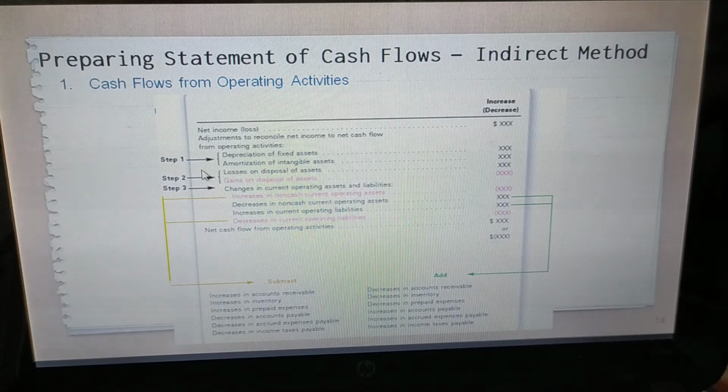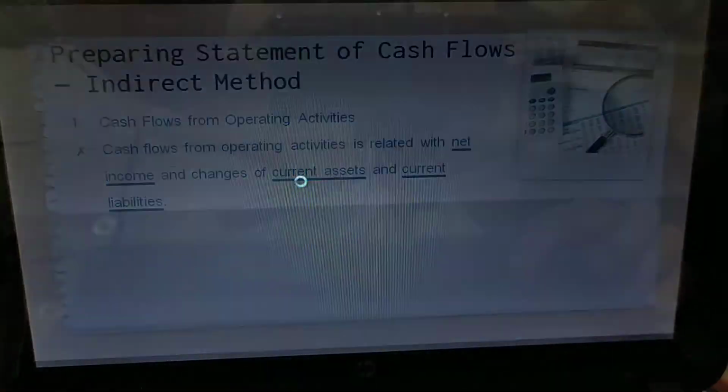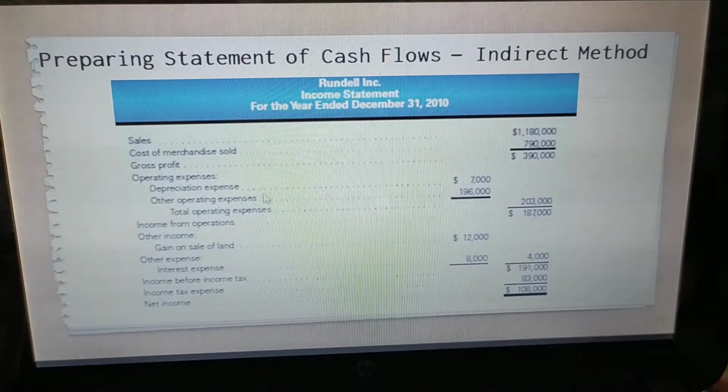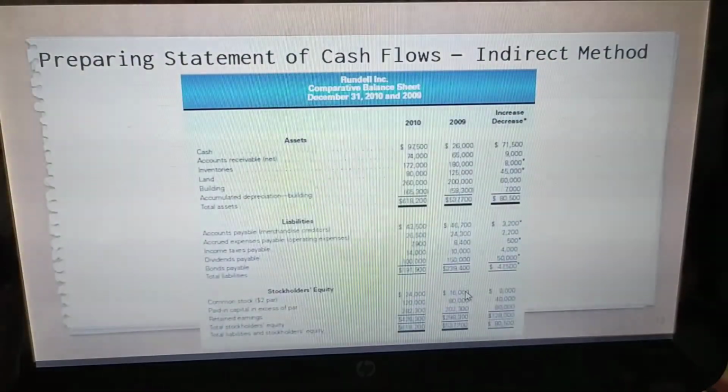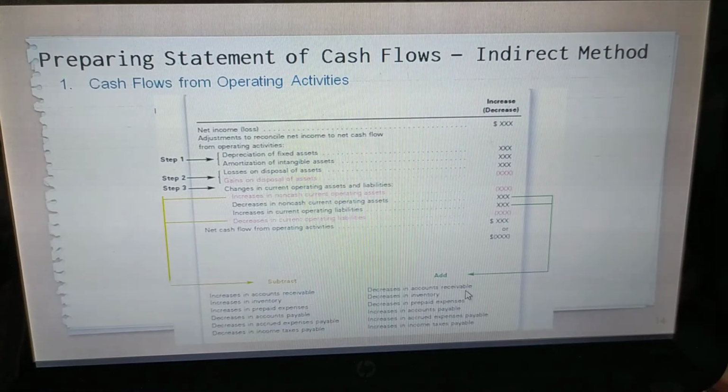Step 1, you find the depreciation from the income statement. For our example, the depreciation is 7,000 and the net income is 108,000. And then if there is amortization, we add it. In our example, we don't have amortization, so omit it. Remember, depreciation and amortization are positive.